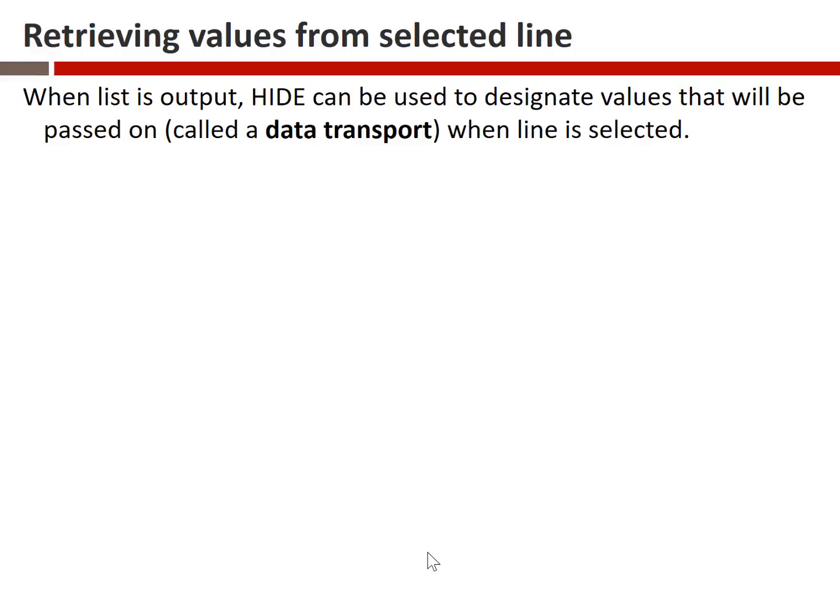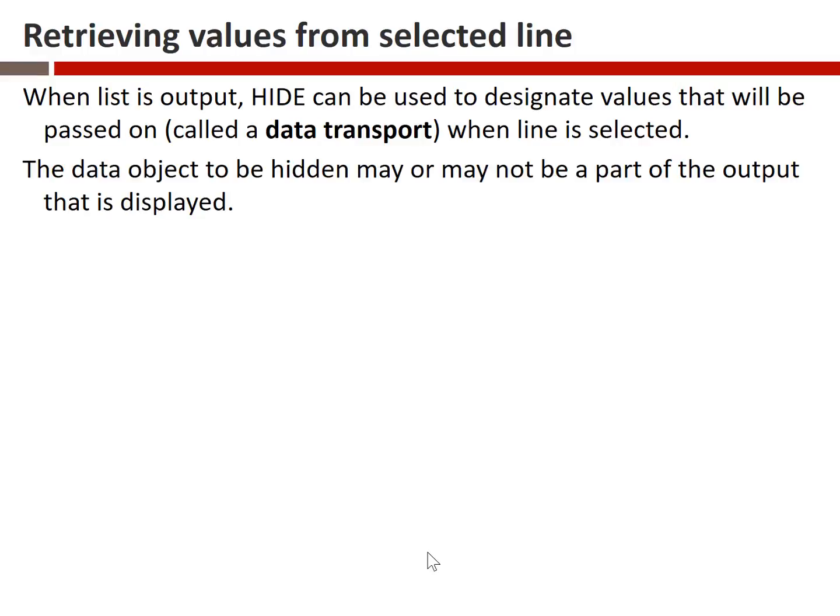So the idea here is that I can capture information or send information to the other side in a data object. So when the list is output, hide can be used to designate values that will be passed on, called the data transport. The data object that is hidden might or actually might not be part of the actual output.